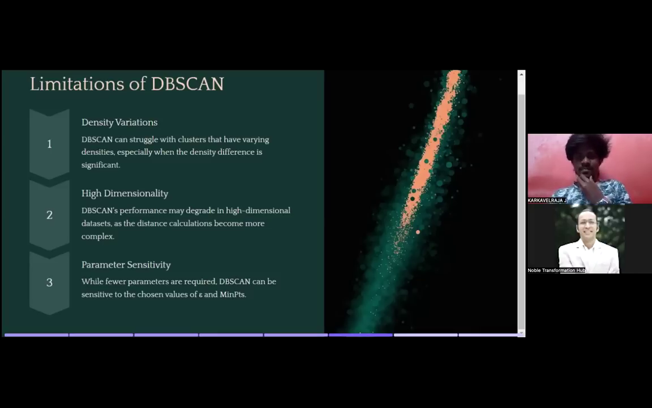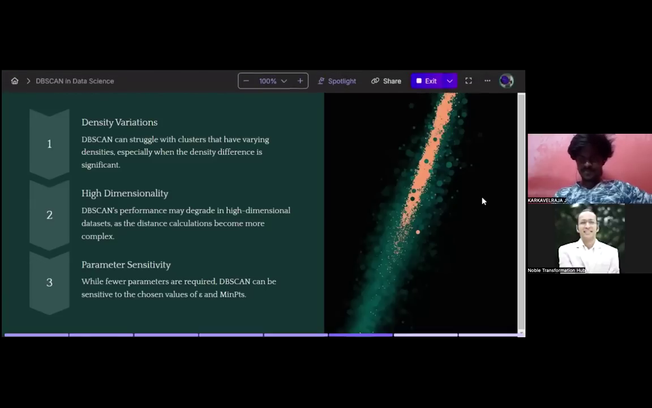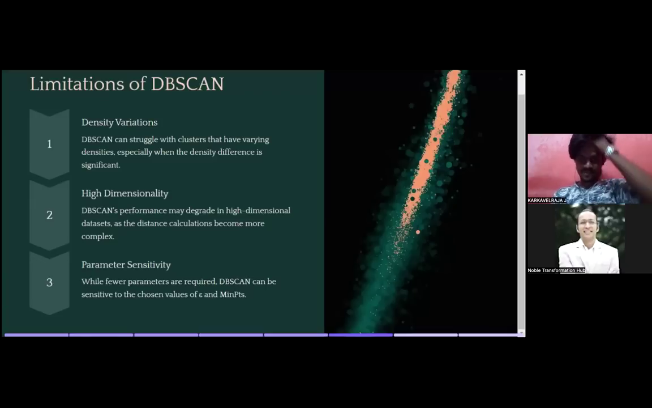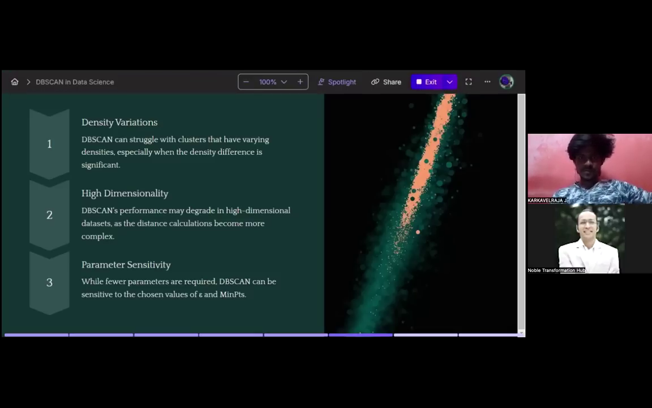And then parameter sensitivity. While fewer parameters are required, DBSCAN can be sensitive to the chosen values of epsilon and minimum points. So these are the limitations of DBSCAN.